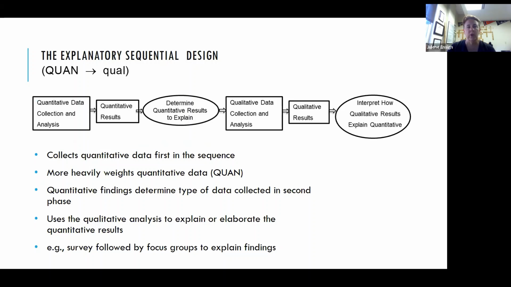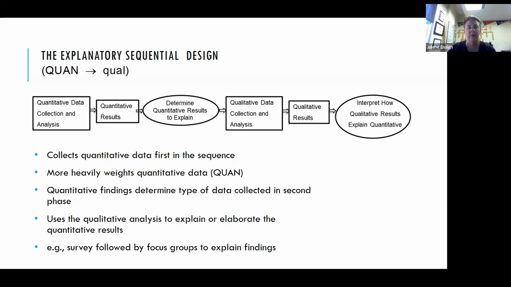This is explanatory, where the quantitative is done first, and it is the more dominant part. So we're using, in this case, qualitative results to help prop up our quantitative data. So we collect the quantitative data first, and those findings determine the type of data collected in the second phase. So the qualitative data that's collected in the second phase, we're using qualitative analysis to help explain or elaborate, and that's basically tied back to the quantitative findings.